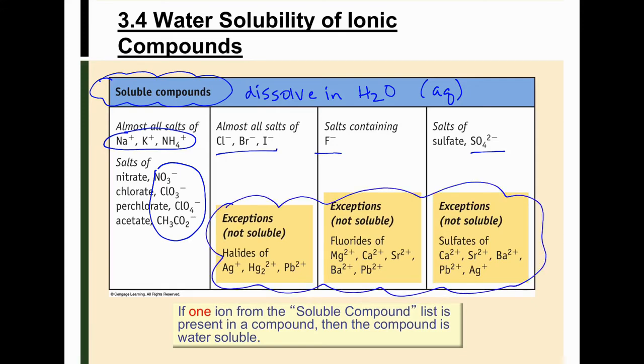So if I see, for example, the silver ion paired with chloride, instead of being soluble, AgCl would actually be an insoluble substance, which means it would be a solid, and we would label that with the S for solid. Okay, so that's essentially what you're seeing down here. As long as you have one ion from the soluble compound list present, then that compound is going to be water soluble. Okay, so that's one way you can look at this.